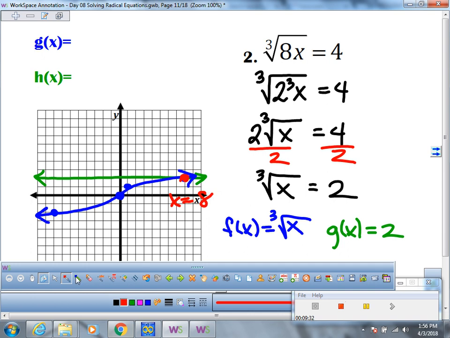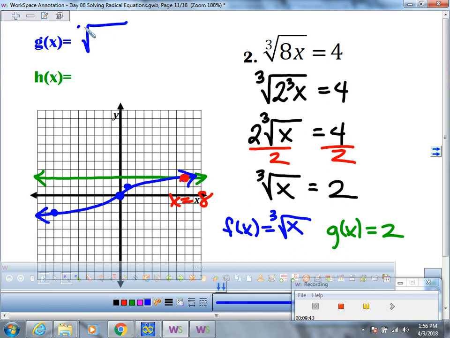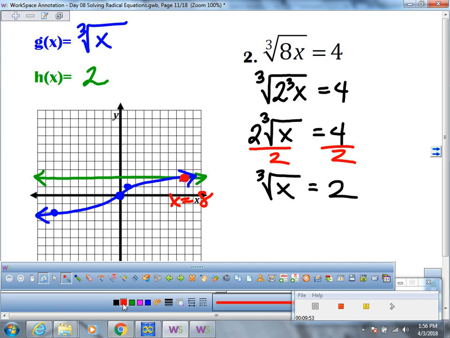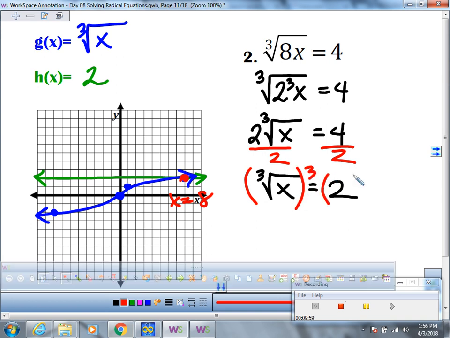Oh, I could have done that here. Let's put them here. G of x is cubed root of x, and h of x is 2. Now I'm going to solve it algebraically. How do I get rid of a cube root? Cube it. So x equals 8. And I have the same thing.